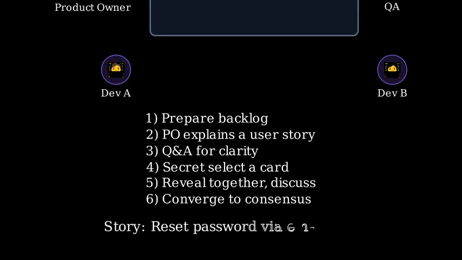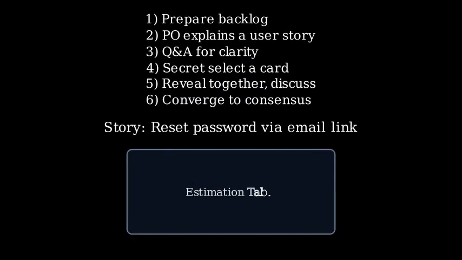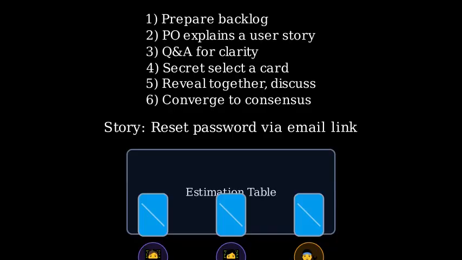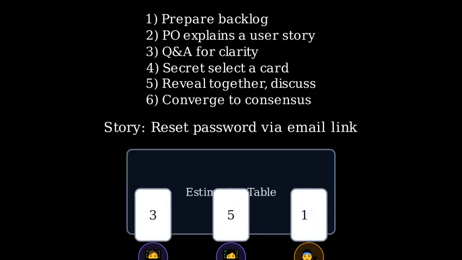Now a quick example. The story is, as a user, I want to reset my password using an email link so that I can access my account. We will estimate this story with 3 estimators. We will simulate the secret pick, then reveal, discuss, and converge. The team thinks silently and picks a card in secret.